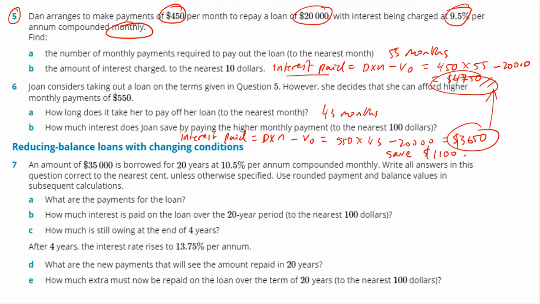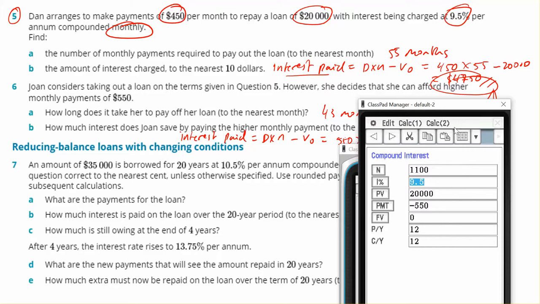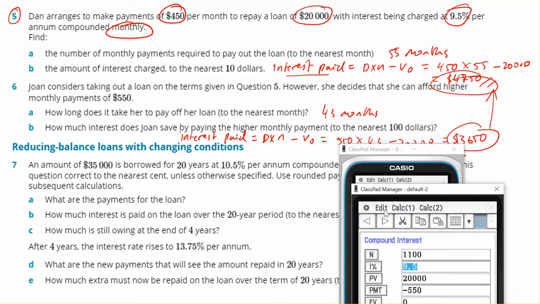Now, question 7. An amount of $35,000 is borrowed for 20 years, 10.5% per annum, compounding monthly. Write answers correct to the nearest cent unless otherwise specified. Use rounded payments and balances for subsequent calculations. Okay, so what this is telling you is you can use the rounded values for subsequent calculations, so you don't have to use unrounded values. All right, so let's clear the page and get started again.